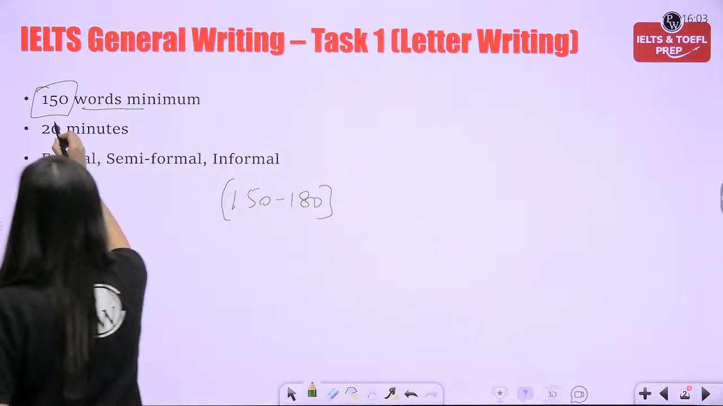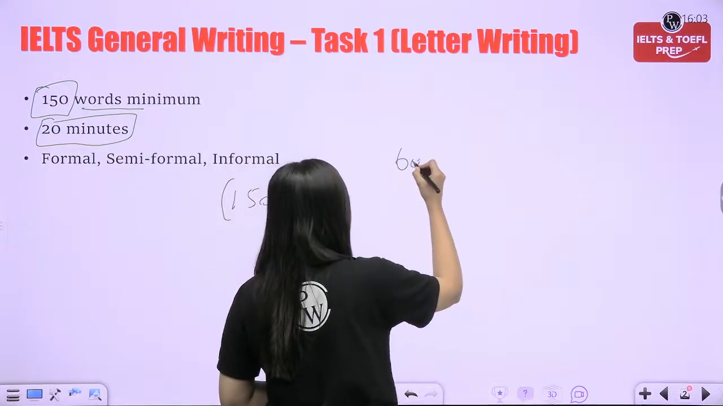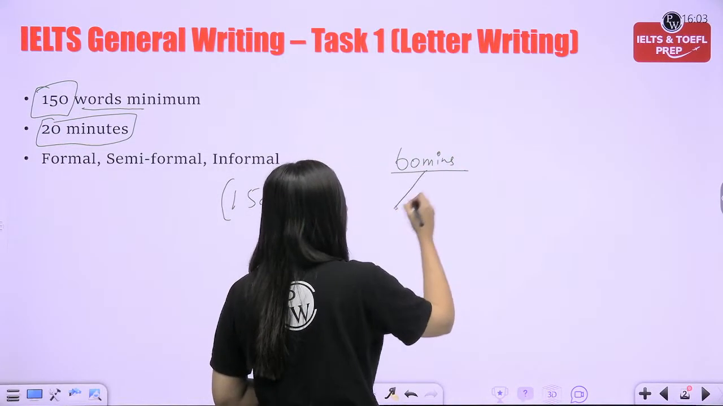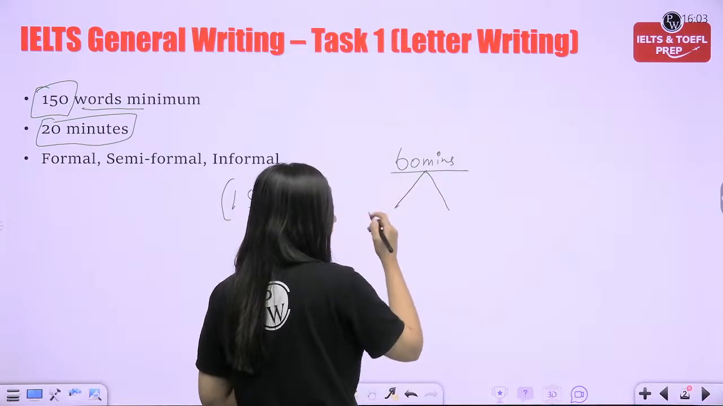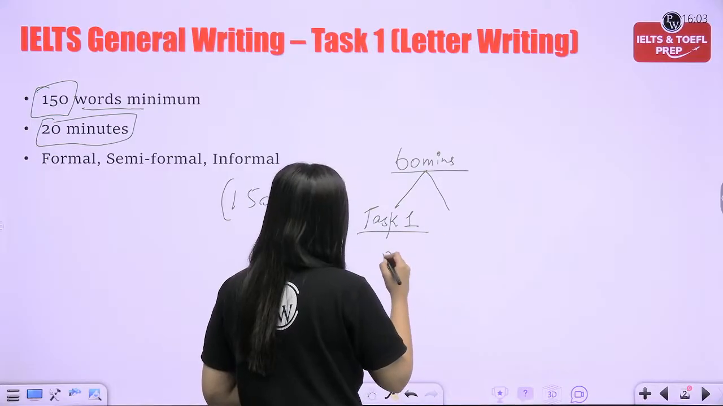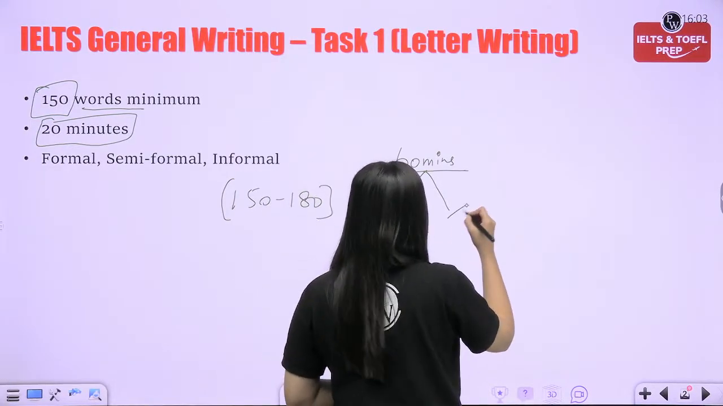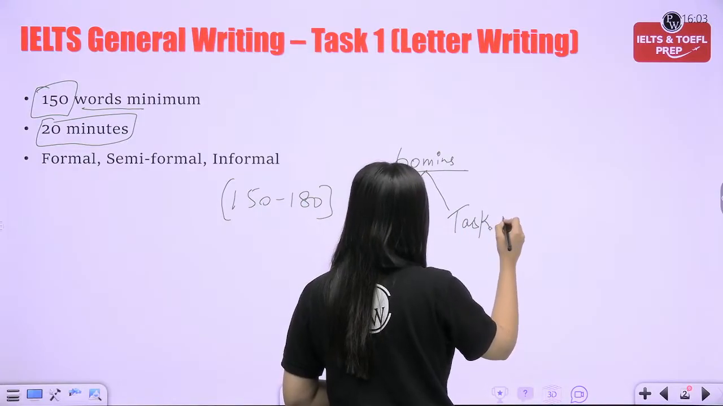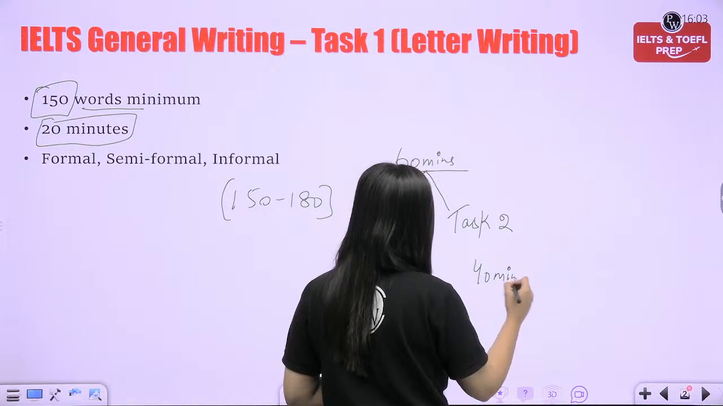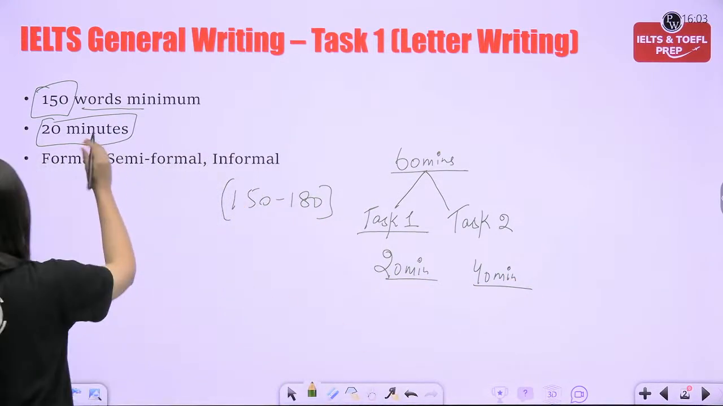Next, what time do you get? For the total writing task, we have 60 minutes, and we divide it like this. For Task 1, which is the letter writing, we give 20 minutes out of the 60 minutes. To Task 2, we give 40 minutes out of the 60. That's how we divide it, 20 and 40. So you have got 20 minutes for this one.